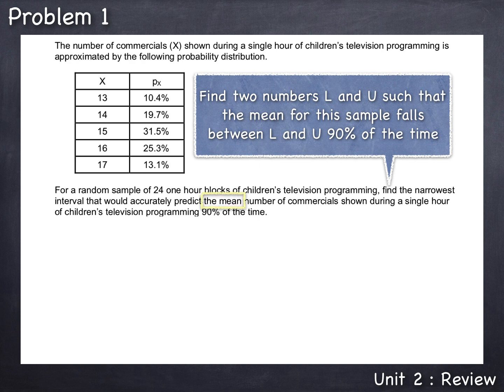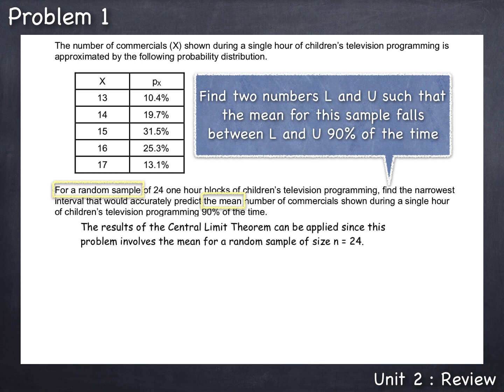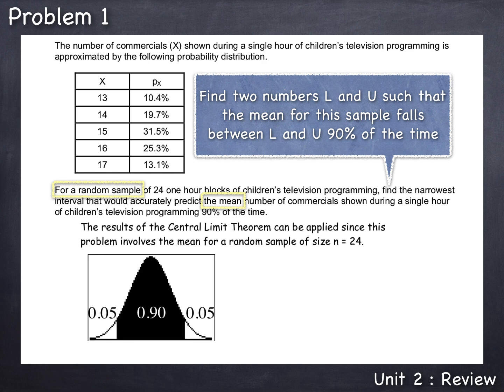Since the mean for a random sample is the focus of this problem, we know that the results of the central limit theorem can be applied. One of the results of the central limit theorem tells us that the sample mean follows an approximate normal or bell-shaped distribution. So we can use our normal probability functions to solve this problem.